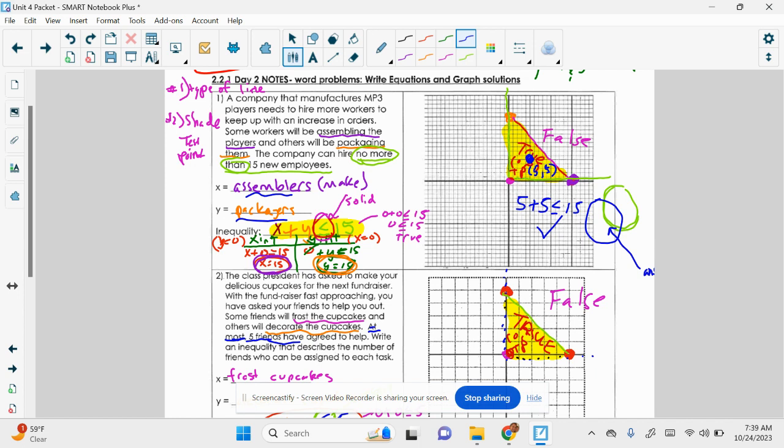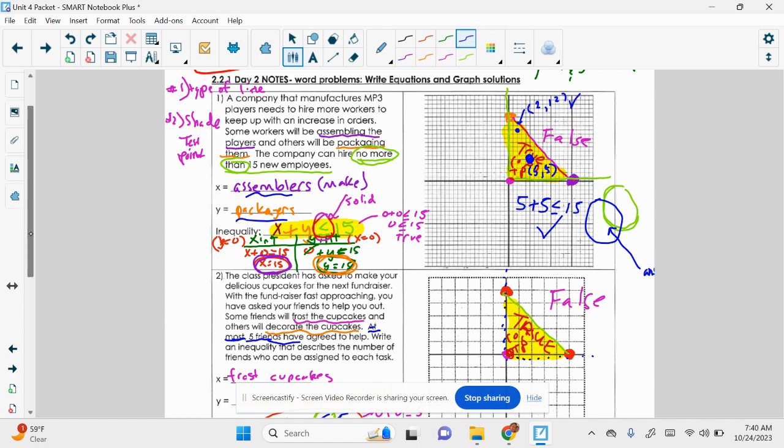So here's another one. This point right here. It's hard for you to see, but I think it's (2, 12). (2, 12) means 2 assemblers and 12 packagers. If you add these two up, is that still less than 15? And it is. That works. So any point that is inside your shaded area is also a true solution. And that's why it's so important to shade and know which side you have to shade based on your test point and making your inequality sign.